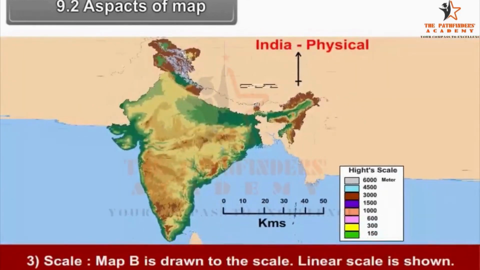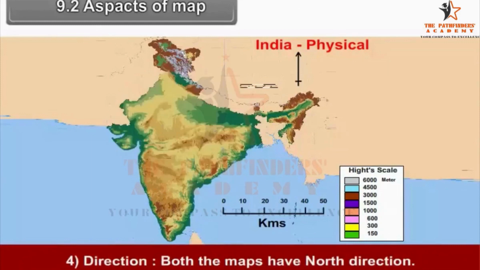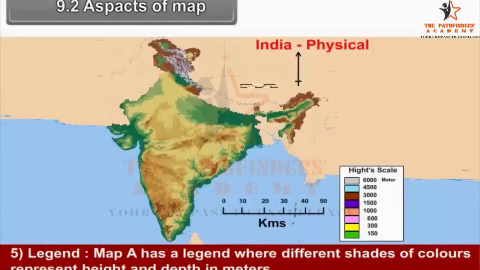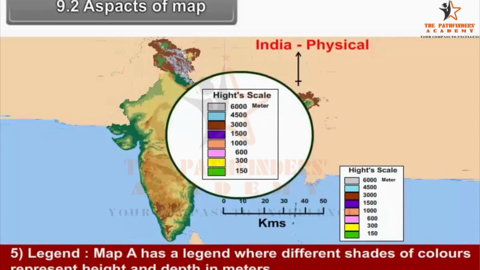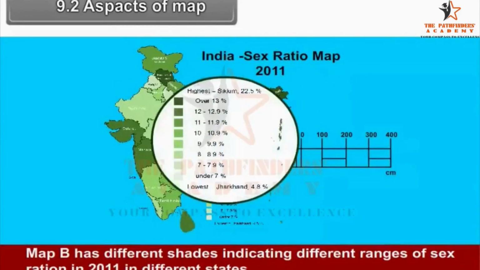3. Scale. Map B is drawn to scale. Linear scale is shown. 4. Direction. Both the maps have no direction. 5. Legend. Map A has a legend where different shades of colors represent height and depth in meters. Map B has different shades indicating different ranges of sex ratio in 2011 in different states.